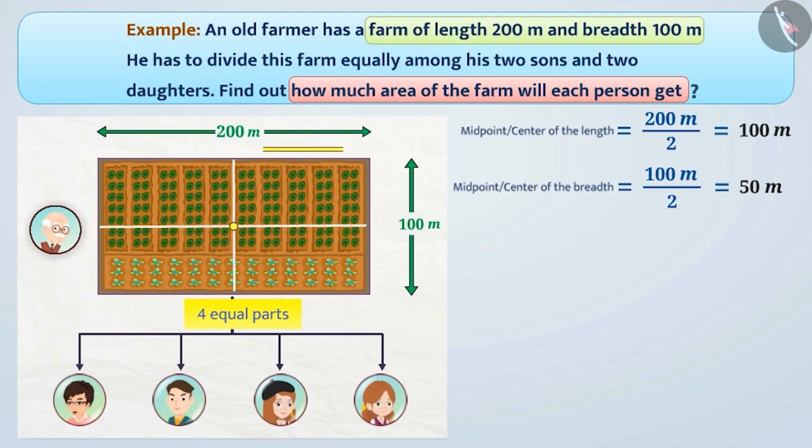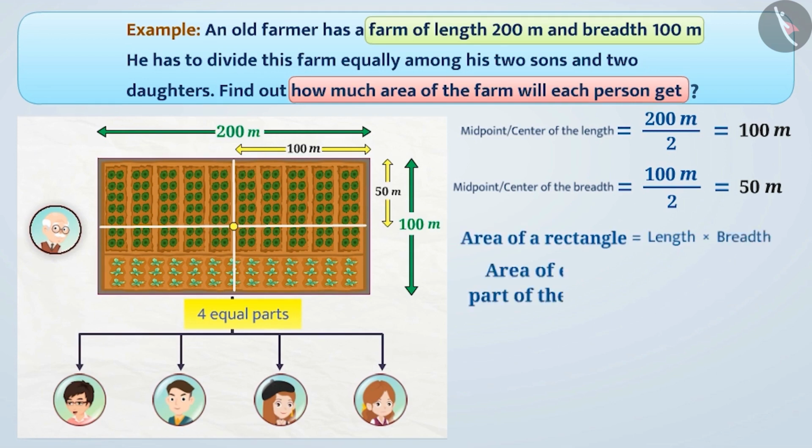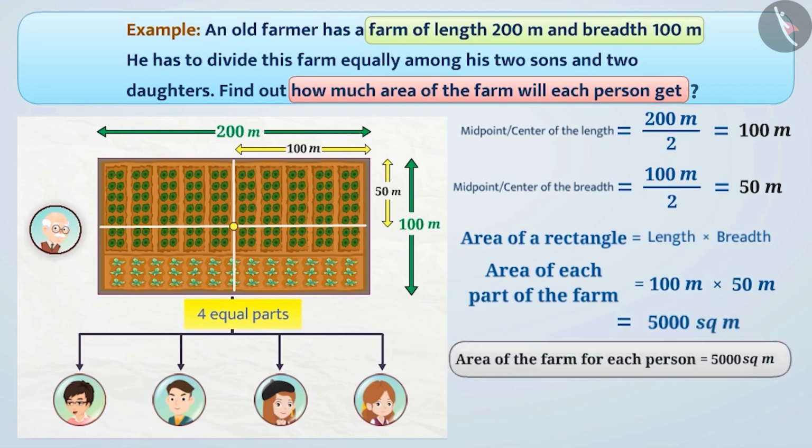Here, the length and breadth of each part are 100 meter and 50 meter respectively. We know that the area of a rectangle is equal to length into breadth. Hence, the area of each part of the farm will be 100 meter multiplied by 50 meter is equal to 5000 square meter. In this way, we have solved the given question. We can use another method to solve this question. Can you tell us which method is that? Think for a while.